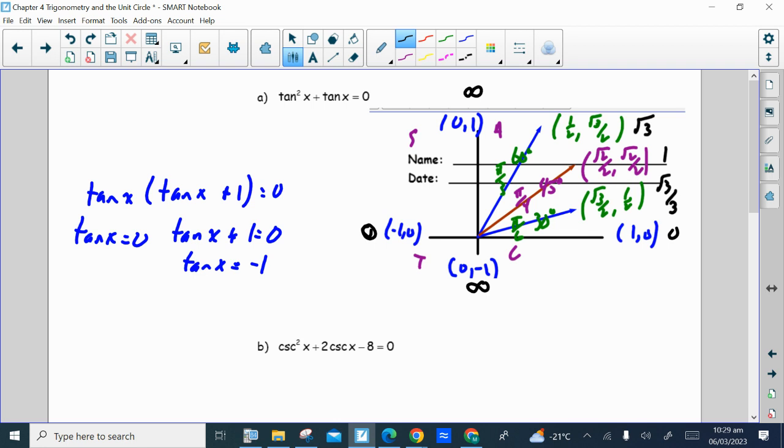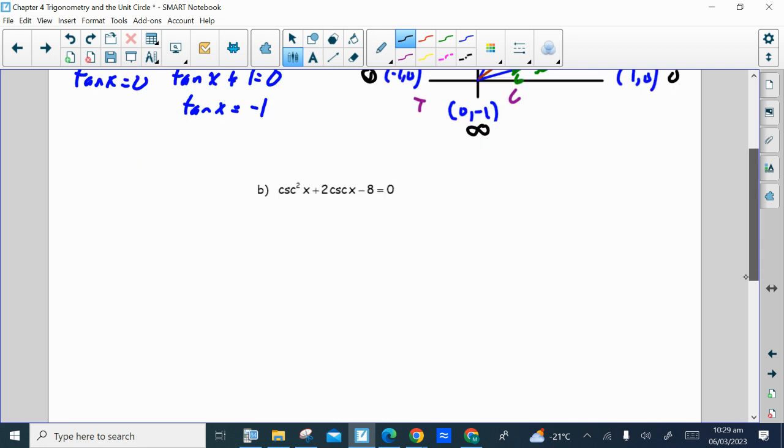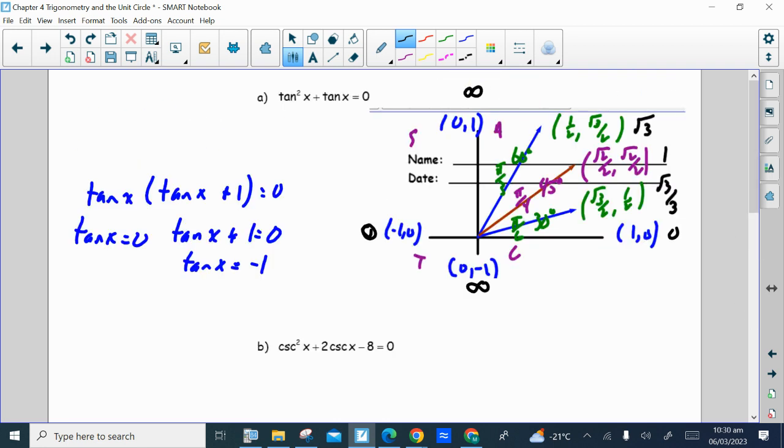So the tan of x equals 0 at 0 radians and pi radians. It doesn't tell us, I don't think in this case, whether we should be in degrees or radians.